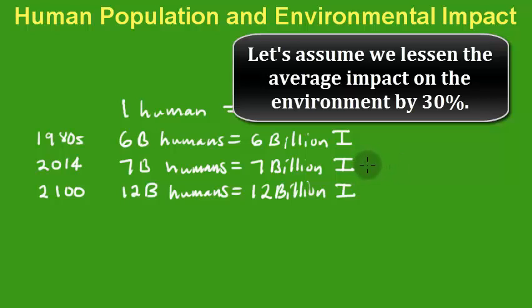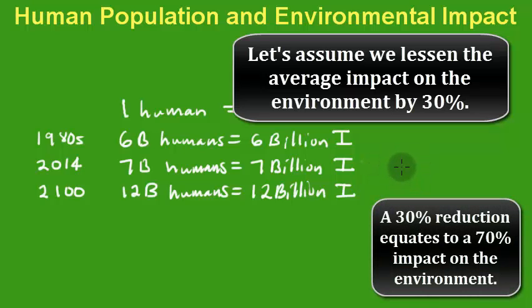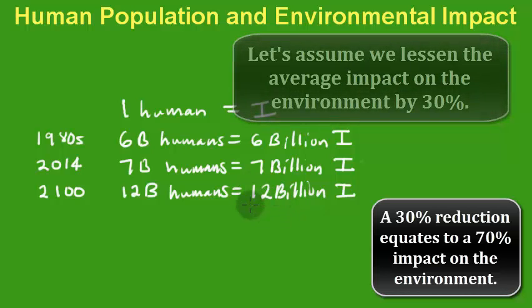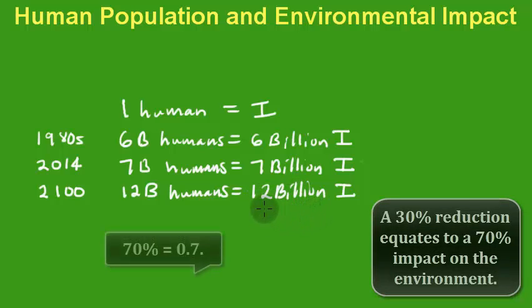Let's say from right now, we all become environmentally conscious, and we all lower our impact on the environment by 30%. If we lower it by 30%, then we're only going to use 70%. So instead of the 100% we're using now, we'll use 70%. So if I multiply this by 70%, in other words 0.7, 12 billion times 0.7, I get 8.4 billion.